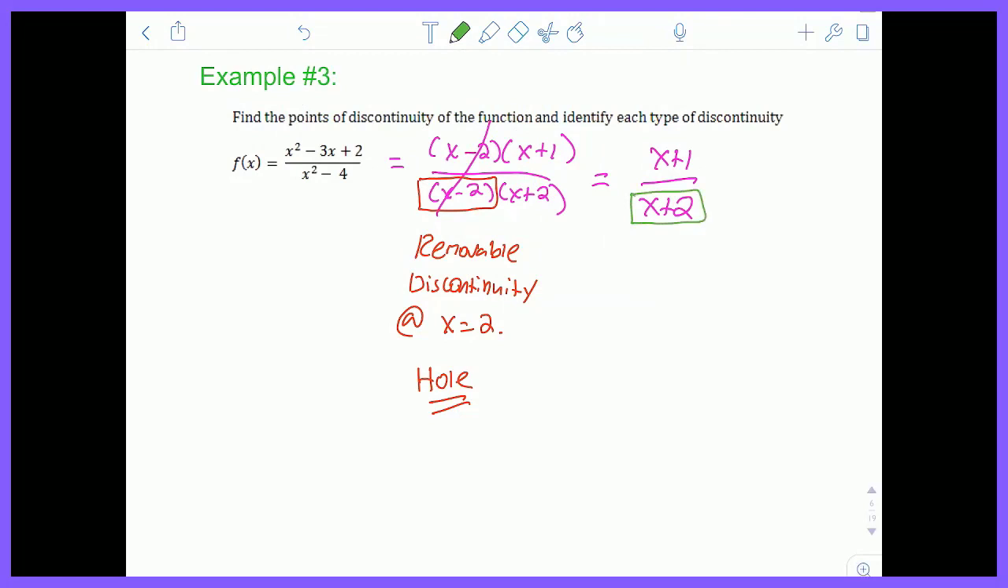But this one isn't removable because this function is now completely simplified. So you have what's called an infinite discontinuity. And that's going to be located at x equals -2, okay? And what that is, that's an asymptote. Specifically a vertical asymptote, okay?